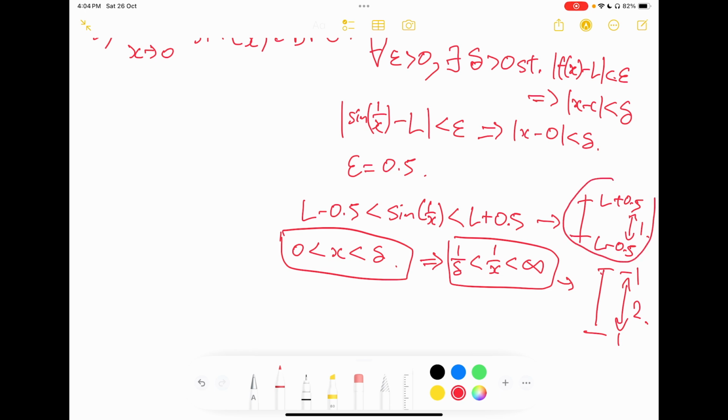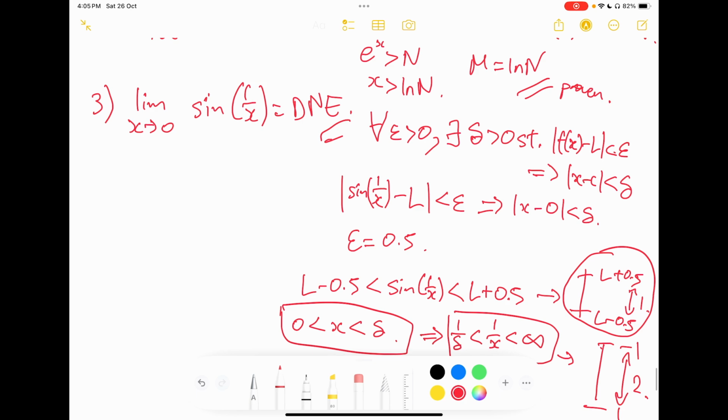You cannot restrict it to epsilon equals 0.5. And in fact, you cannot restrict it to a lot of values of epsilon, as long as that epsilon value is below 1. Therefore, because of this contradiction, the limit just does not exist.